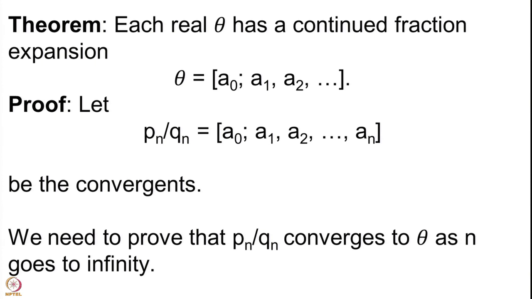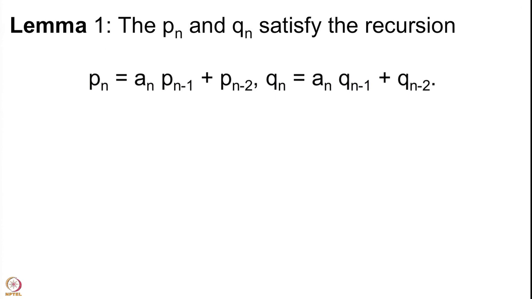This proof is very big. There are several steps in the proof, and so it is imperative that such a long proof be broken into several small proofs, and we note those statements by calling them lemmas. So, this is the first lemma: Pn and Qn satisfy the recursion Pn equals an Pn minus 1 plus Pn minus 2, Qn equals an Qn minus 1 plus Qn minus 2. This is the recursion that Pn and Qn satisfy.